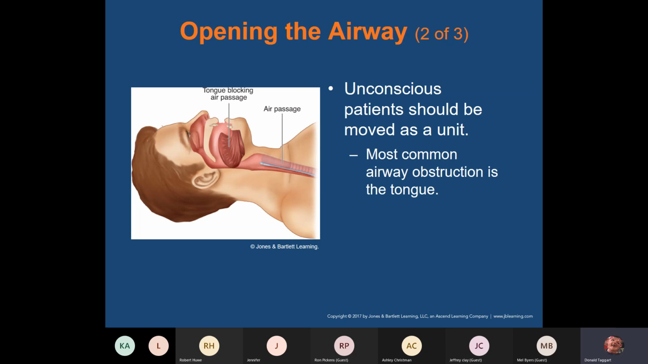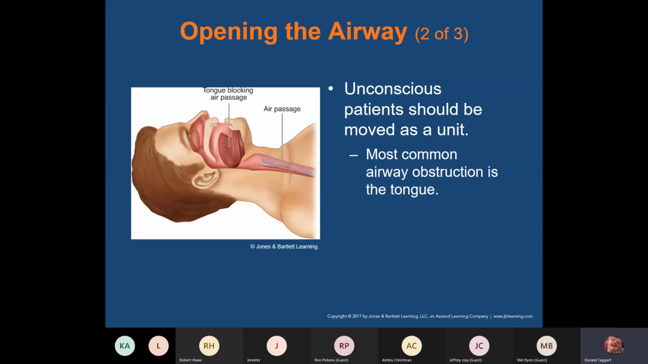Unconscious people should be moved as a unit. And remember, like we showed in that one picture where the guy was on the backboard, his head was secured, nothing else. If he were to start vomiting and they turn him, his body will flip off the board, but his head stays put. That's a bad thing. So we need to make sure we move them as a unit.